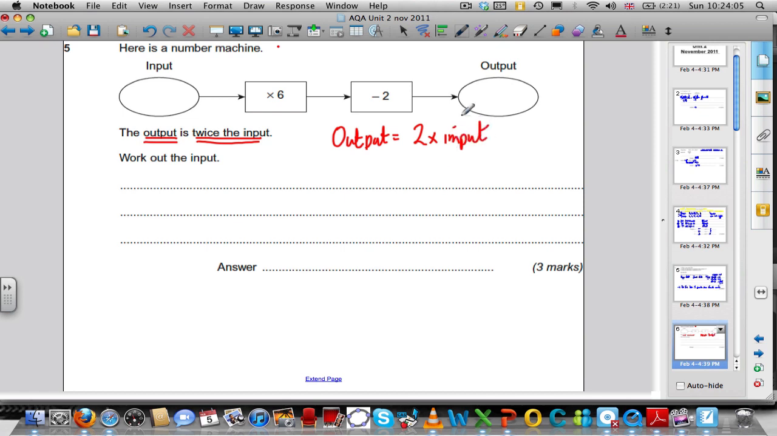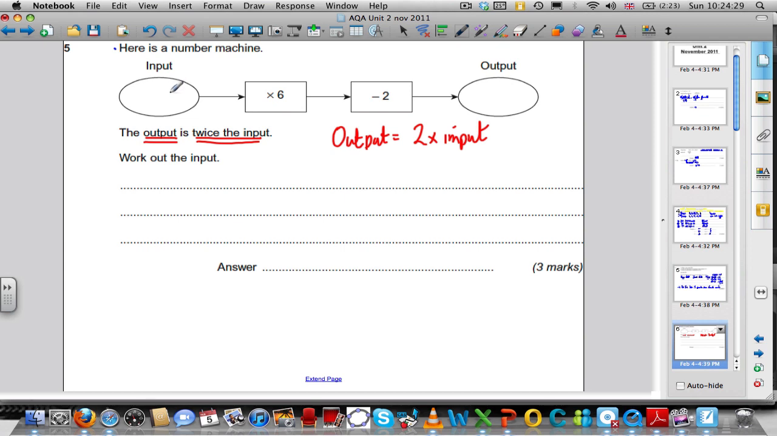Right, let's put some number. We can just try and put a number in. Let's put 1 in, for example. 1 times 6 is 6. 6 take away 2 is 4. So our output is 4. Is 4 double 1? No, it isn't. 1, the input number, is not the one we're looking for. You could keep trying this with numbers. It could be a long process depending on how complicated the input must be.